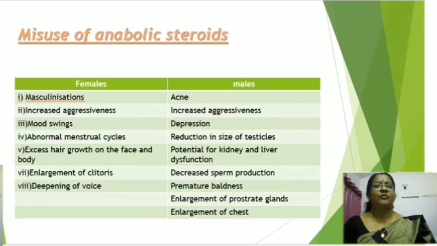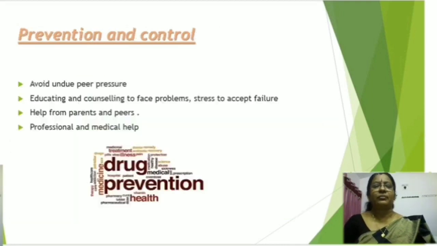The next slide is misuse of anabolic steroids. Certain changes occur in females and males. In females: masculinization, increased aggressiveness, mood swings, abnormal menstrual cycles, excess hair growth on the face and body, enlargement of the clitoris, deepening of voice. In males: acne, increased aggressiveness, depression, reduction in size of testicles, potential for kidney and liver dysfunction, decreased sperm production, premature baldness, enlargement of prostate gland and enlargement of chest.